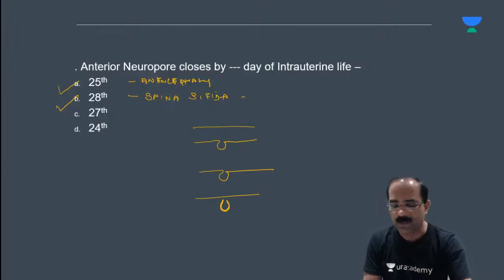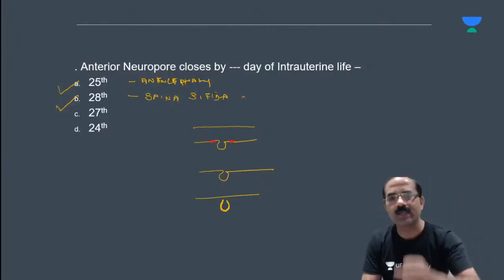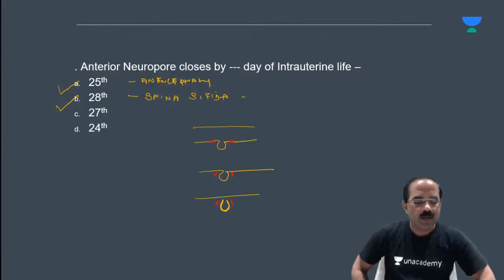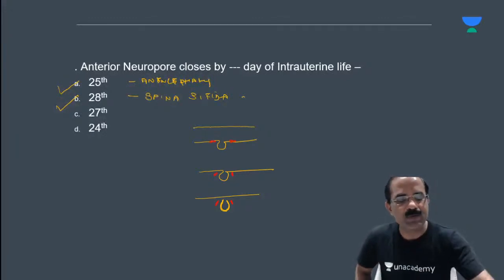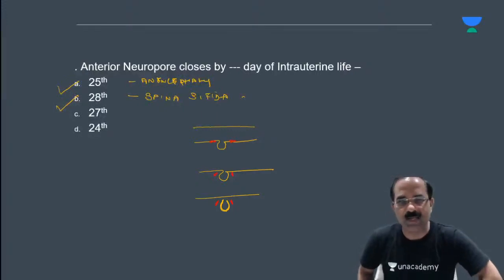And during development, a small group of cells from the ectoderm also gets separated and they lie on either side of the neural tube. What do you call these cells which are separated from the ectoderm and lie on either side of the neural tube? What do you call the cells as?